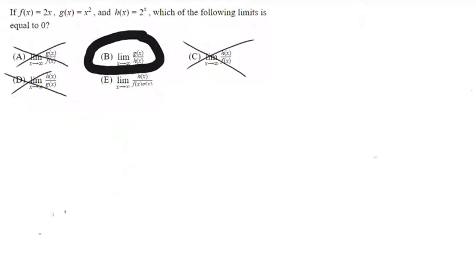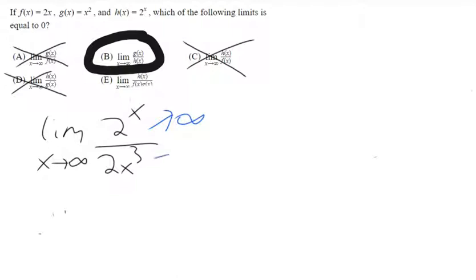And for the last one, I know I erased a little bit at the bottom, but we can still see that this is the limit as x goes to infinity of h of x, which is 2 to the x, over f of x times g of x. So f of x is 2x, g of x is x squared. So if I have 2x times x squared, that's going to give me 2x cubed. And as we can see, this goes to infinity, and this goes to infinity. So I have to use L'Hopital's rule.